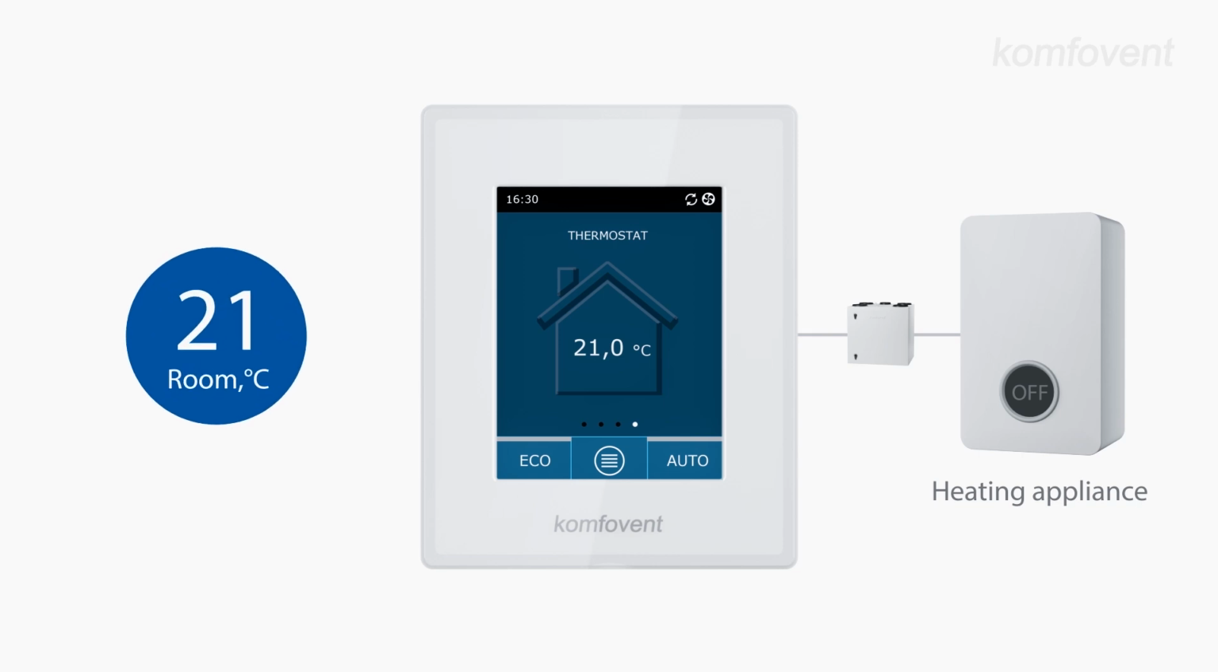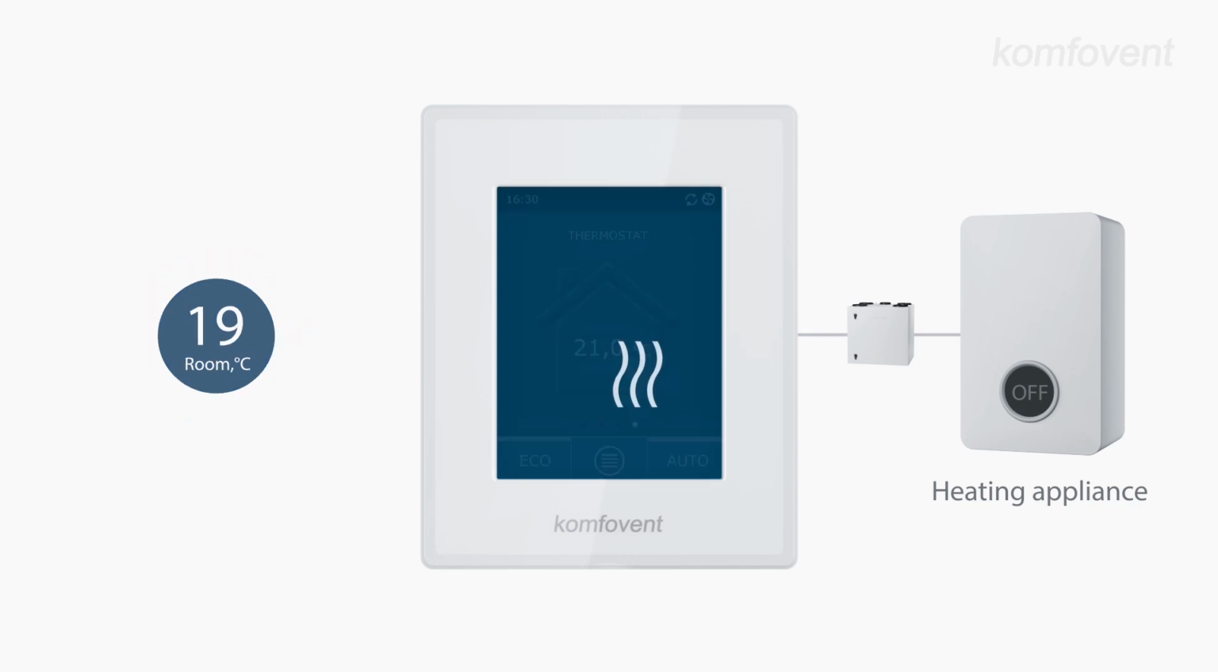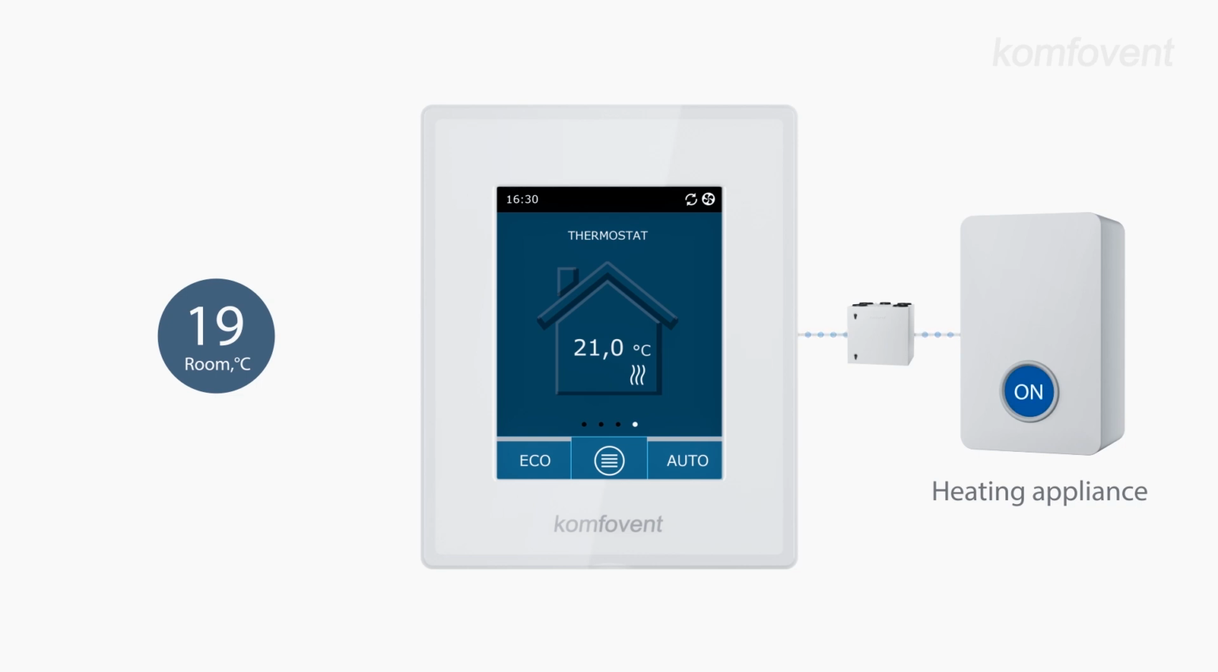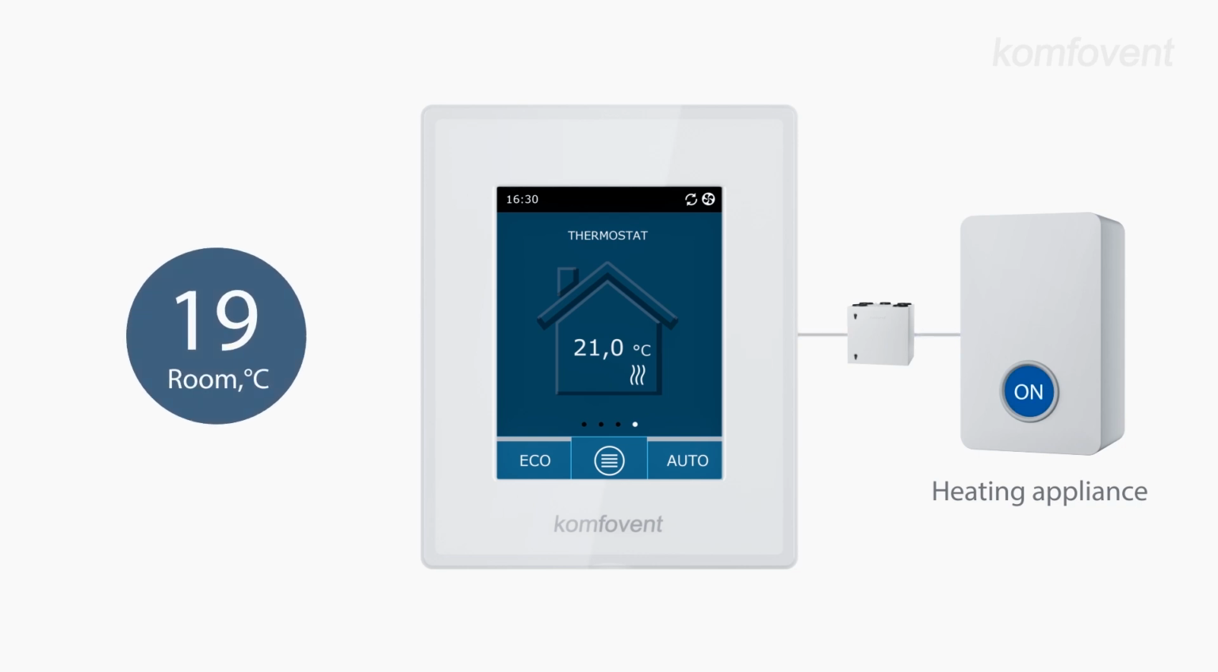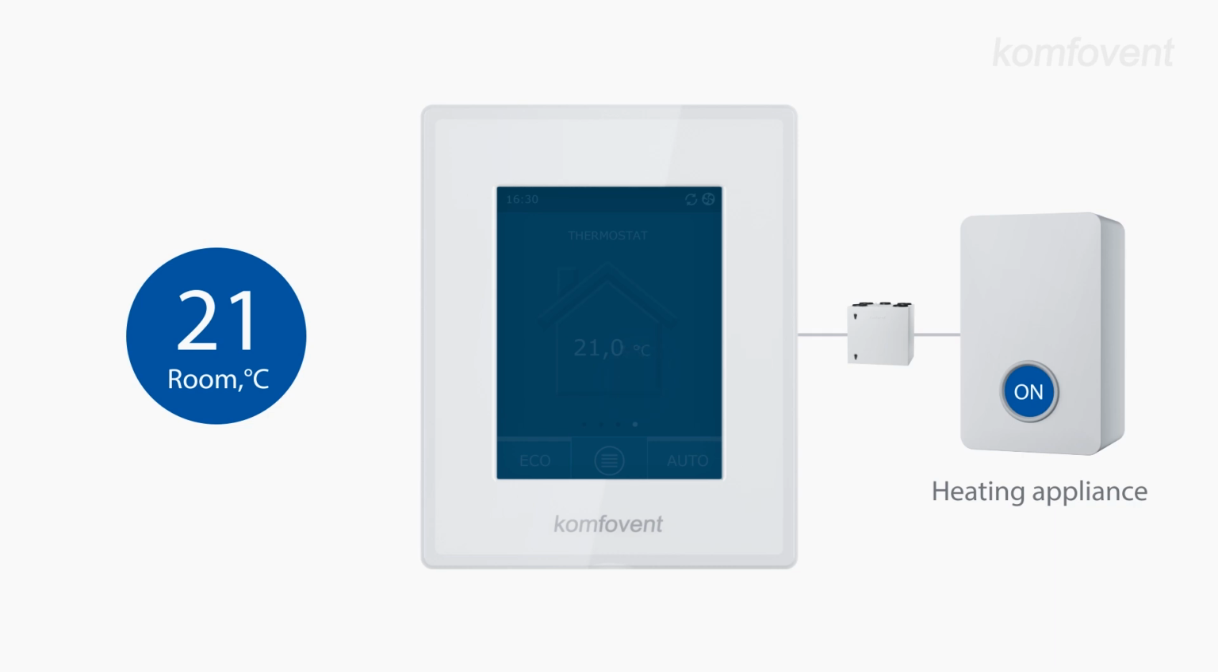When it drops below the selected set point, an external heating device is started to maintain the temperature you specified. After reaching the required temperature, the external device is stopped to ensure higher energy efficiency and carefree temperature control in your home.